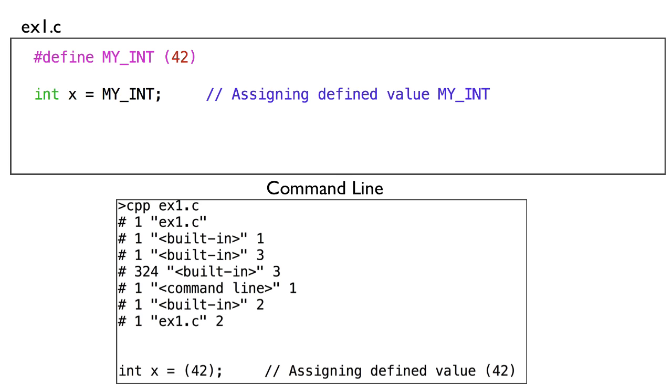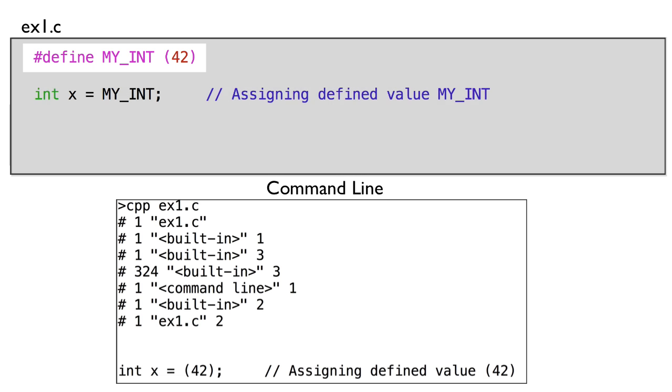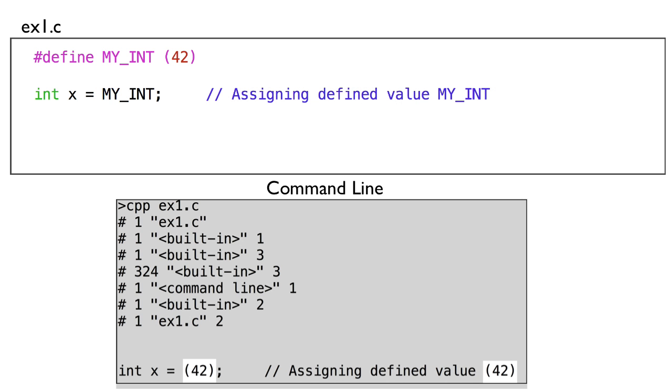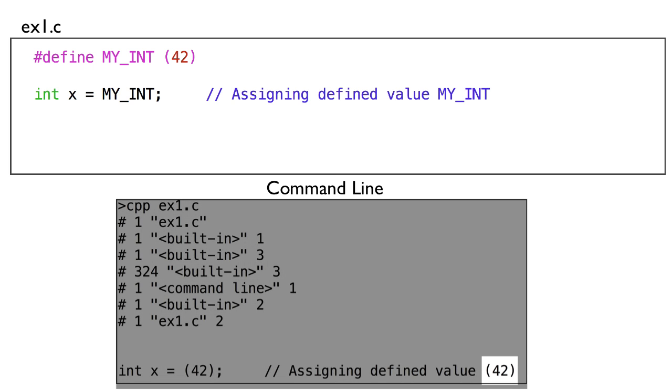When the preprocessor executes this #define directive, all instances of the string myInt are replaced with the string 42. Yes, string. The preprocessor doesn't care that 42 is an integer. It just replaces text with text. Even text that is in a comment.